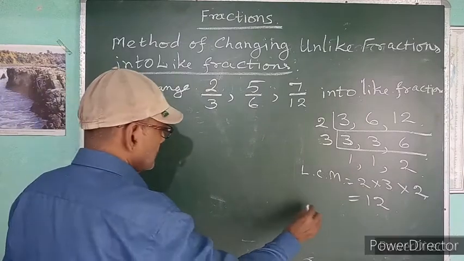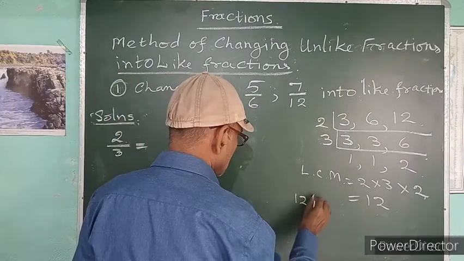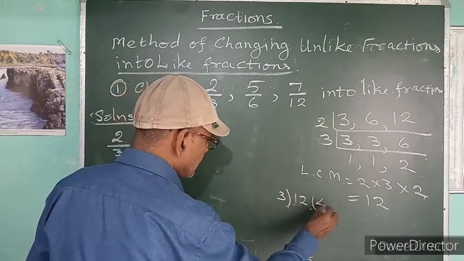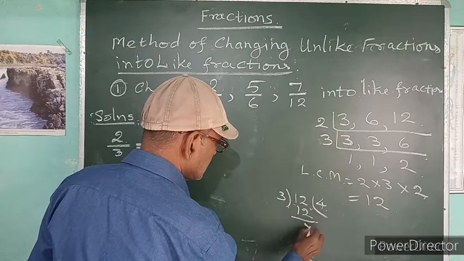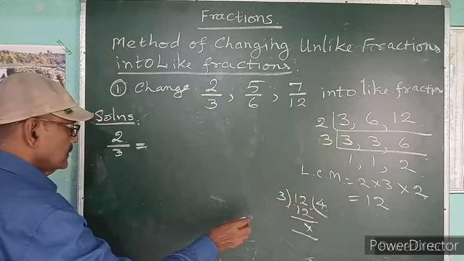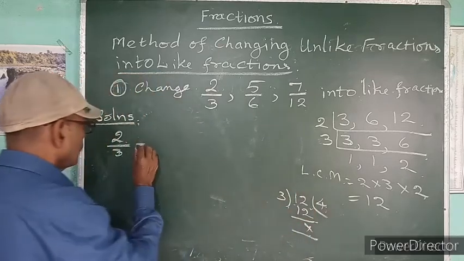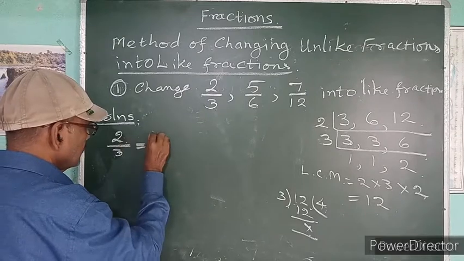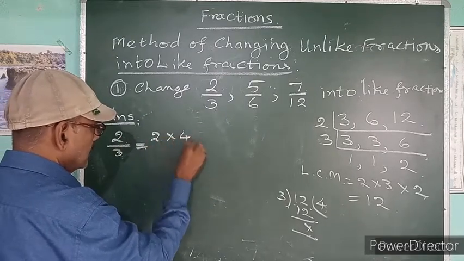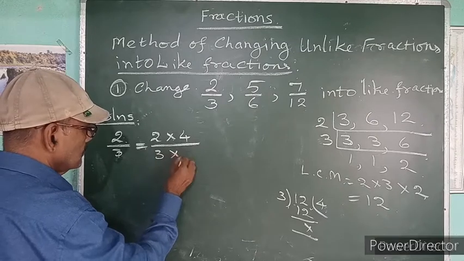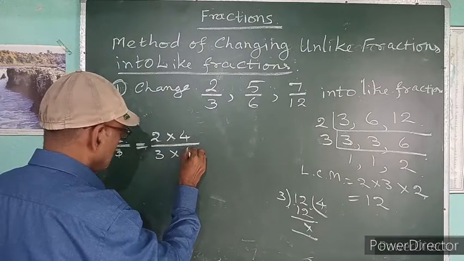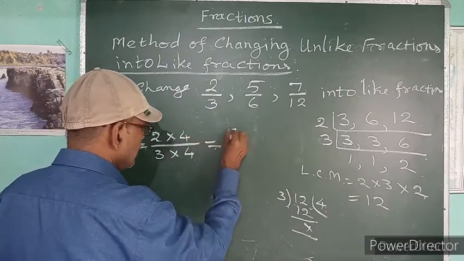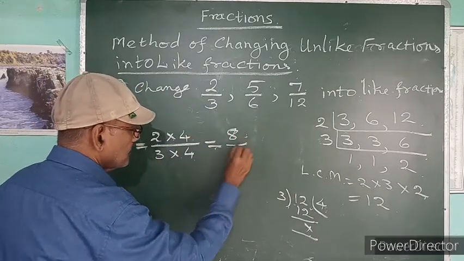Now we will divide 12 by 3. 3 4s are 12. So now this is the quotient. Multiply this quotient by this numerator and denominator. So this becomes equivalent fraction. 2 4s are 8. We will multiply. 3 4s are 12.